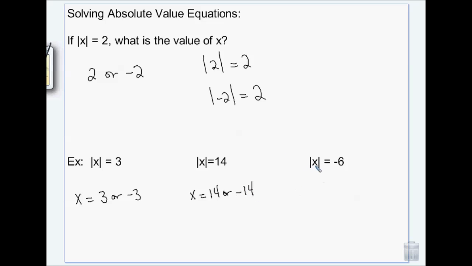If the absolute value of some number equals a negative number, can absolute value be negative? No. So if you get a situation like this, you have no solution. Because it doesn't have the negative outside. If there was a negative outside here, then you divide both sides by the negative. But because it's just absolute value equals a negative, that's not possible. So there's no solution, because absolute value is always positive.